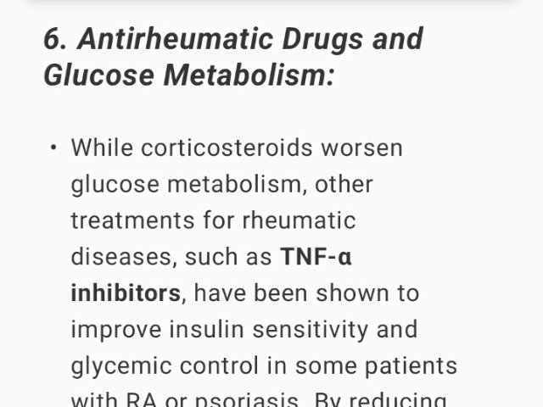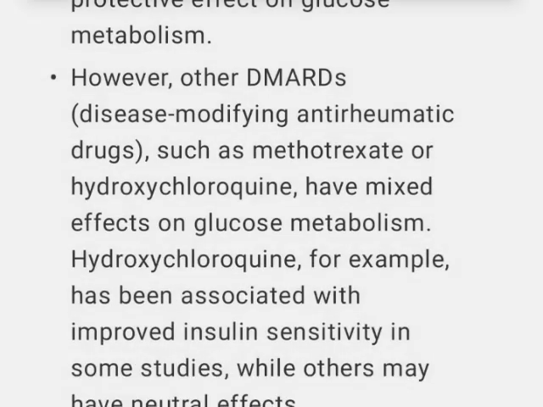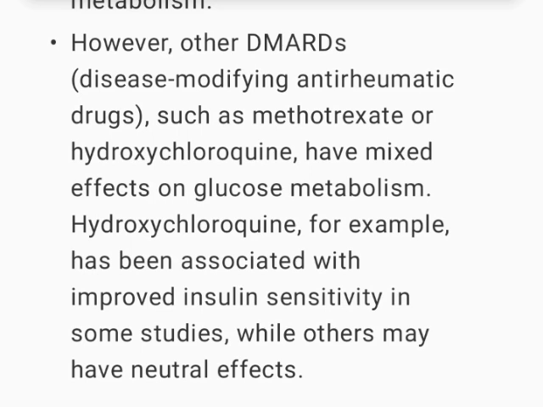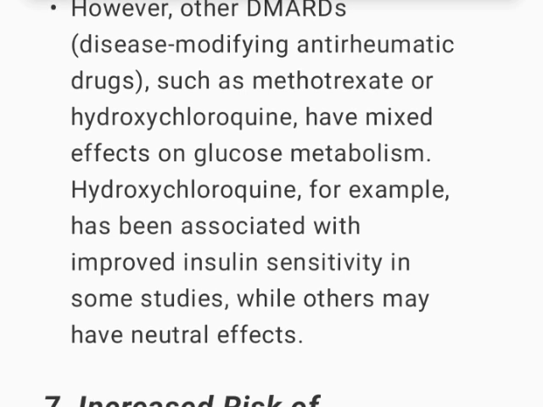While corticosteroids worsen glucose metabolism, other treatments for rheumatic diseases, such as TNFA inhibitors, have been shown to improve insulin sensitivity and glycemic control in some patients with RA or psoriasis. By reducing systemic inflammation, these biologic therapies may have a protective effect on glucose metabolism. However, other DMARDs, disease-modifying anti-rheumatic drugs, such as methotrexate or hydroxychloroquine, have mixed effects on glucose metabolism. Hydroxychloroquine, for example, has been associated with improved insulin sensitivity in some studies, while others may have neutral effects.